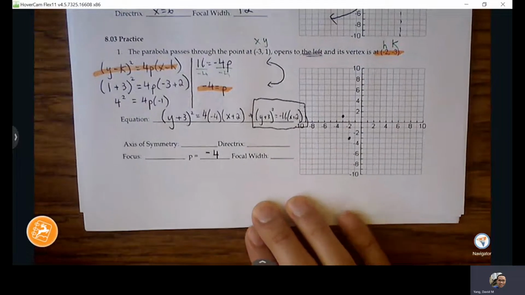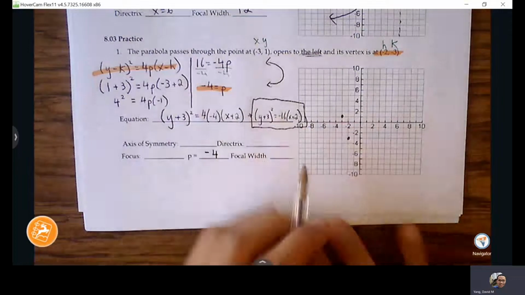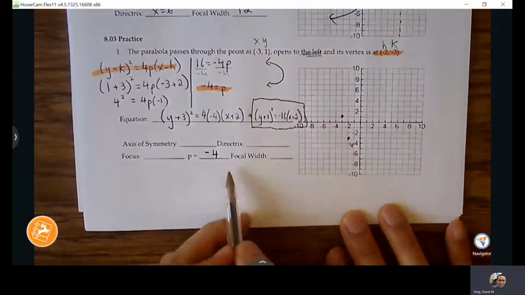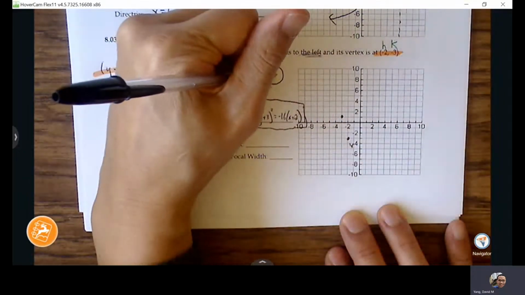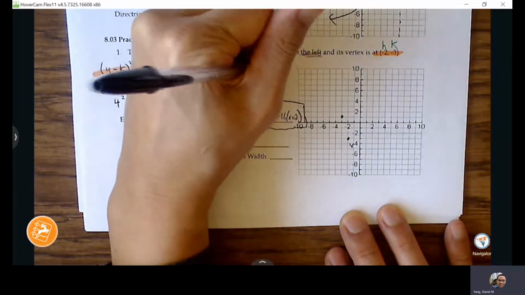Fill out the rest now. Okay, you have your vertex. You know your p is going to be inside. It's going to allow you to find the vertex on the inside and the directrix on the outside.